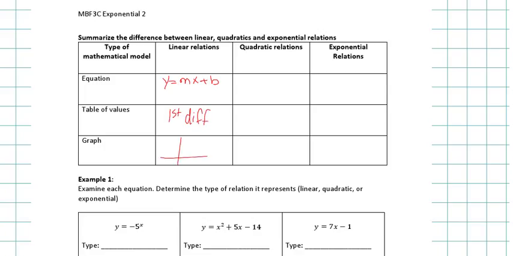What's the equation of a quadratic relation? So it has a degree of 2. What in the table of values is constant? Second difference. Should probably write a constant.